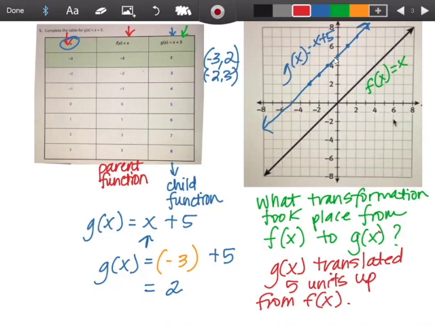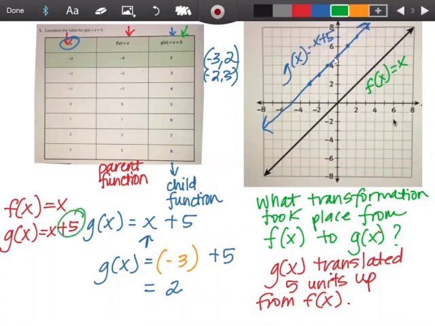Even without seeing it on a graph, you should be able to tell that if f of x is equal to x and g of x is equal to x plus 5, this plus 5 means that the graph translated up 5 units.